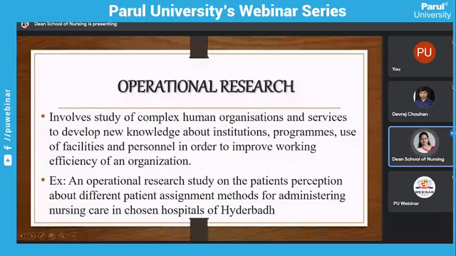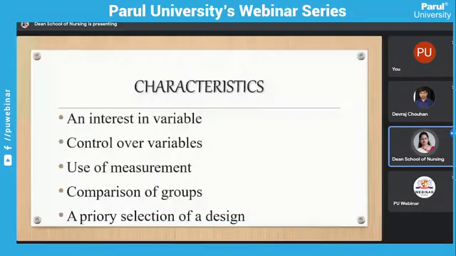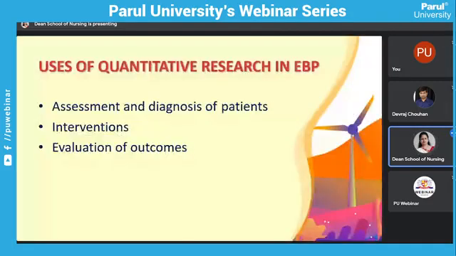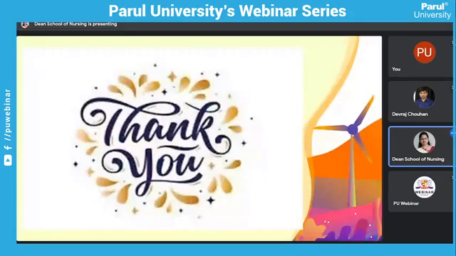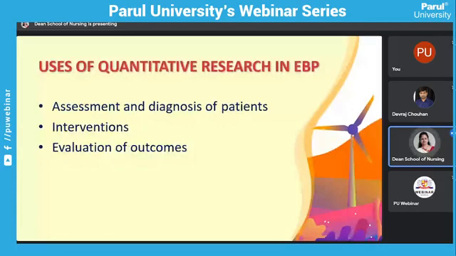The characteristics include an interest in variables and control over variables, what measurement will be used, comparison of the groups, and priority selection of the design. Then quantitative research in evidence-based practice: assessment and diagnosis of patients, intervention, evaluation, outcome. So nowadays we are going for EBP, evaluation of outcomes.